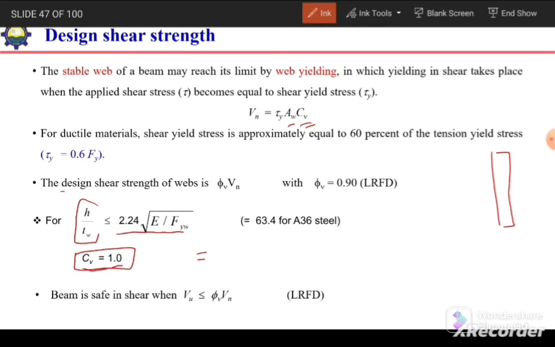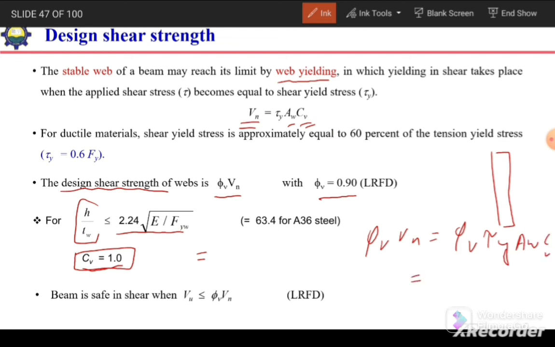And if we talk about the design shear strength, this nominal shear strength multiplied by this phi factor, phi v, and here the phi factor is equal to 0.9, because we are considering the yielding of the section. So when the steel is yielding, we can take this phi factor as 0.9. So the design shear strength of the section can be given by phi v Vn is equal to phi v tau y times area of web times Cv.